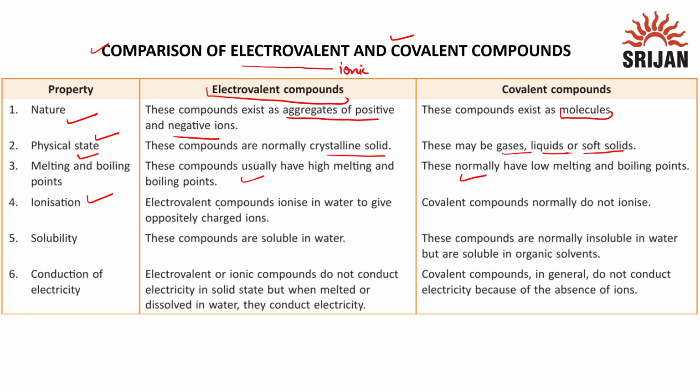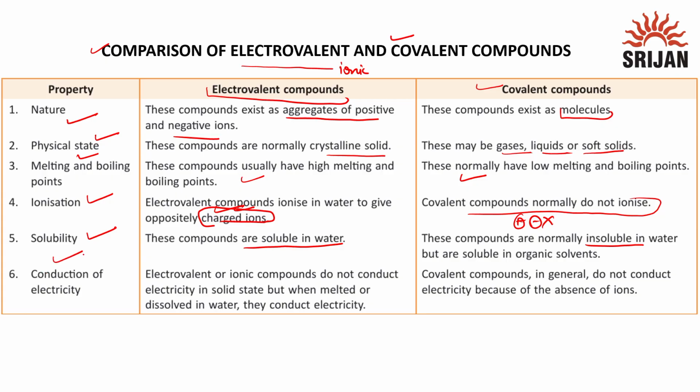Electrovalent compounds ionize in water into oppositely charged ions, right? And covalent compounds normally do not ionize in water, right? Because they do not have separation of positive and negative charge, right? Now talking about solubility, electrovalent compounds are soluble in water while covalent compounds are normally insoluble in water.